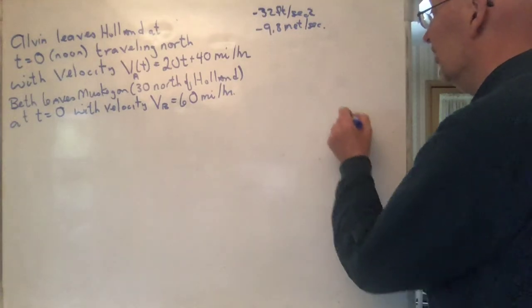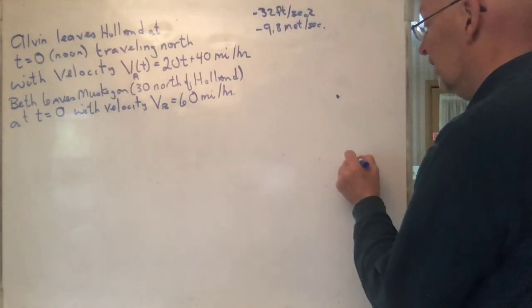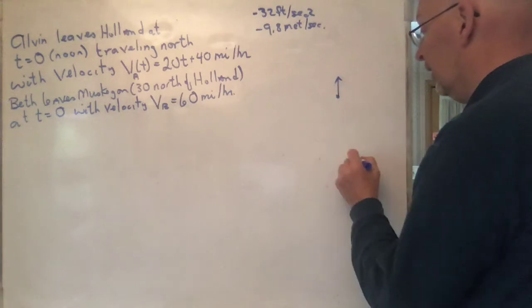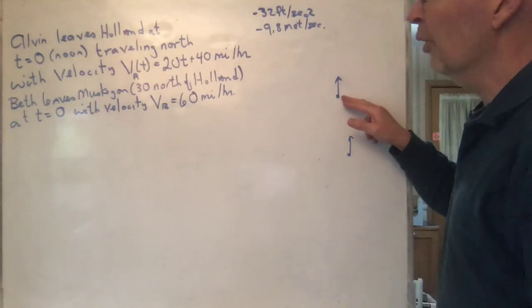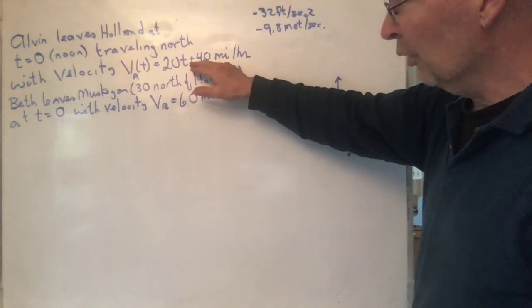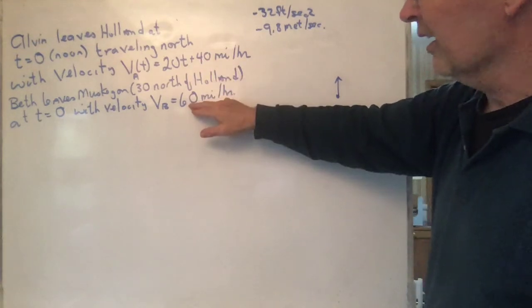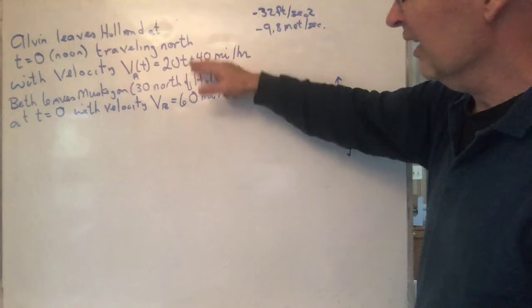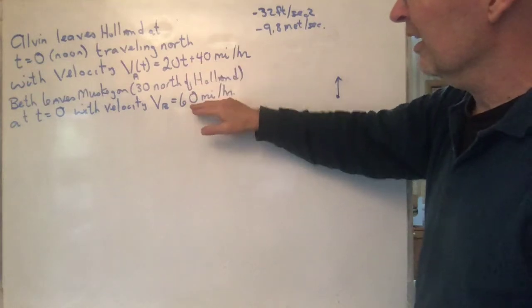First of all, she's starting north of him. He's starting here. They're both heading north. So she's starting 30 miles north, and she's also starting off faster. But notice that he's speeding up, whereas she's not. So intuitively, you'd probably guess pretty easily that at some point he's going to catch up with her.